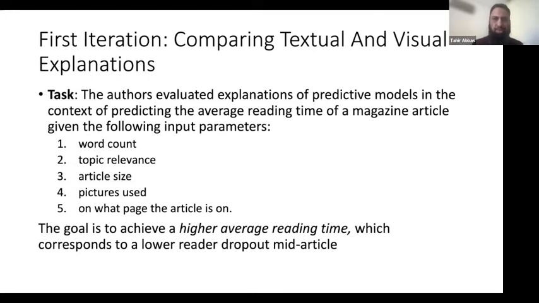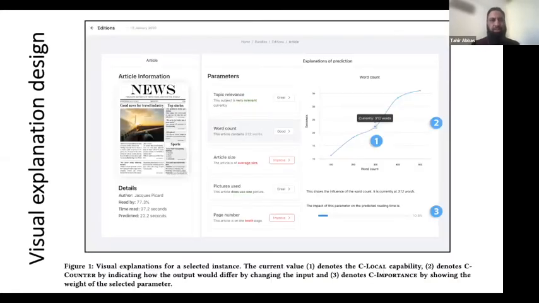giving the following input parameters. So the word count, topic relevance, article size, picture use, and on what page the article is on. And the goal was to reduce or improve the average reading time. So the visual explanation that they designed was based on this concept called partial differential graph. And I guess you guys are already familiar with that.